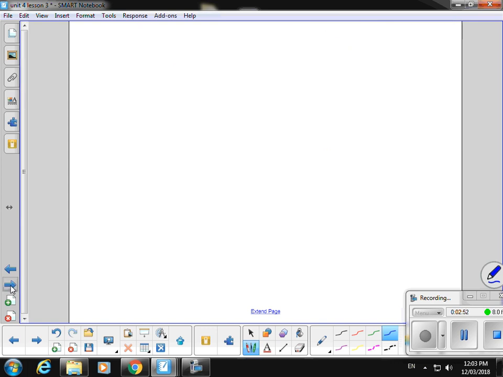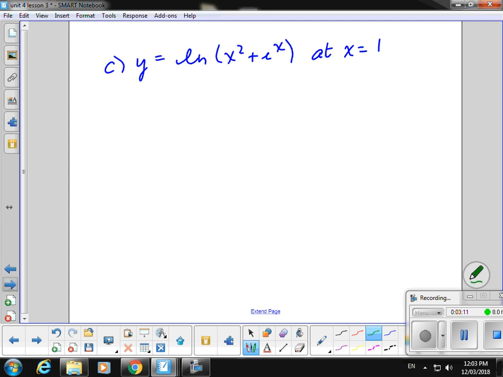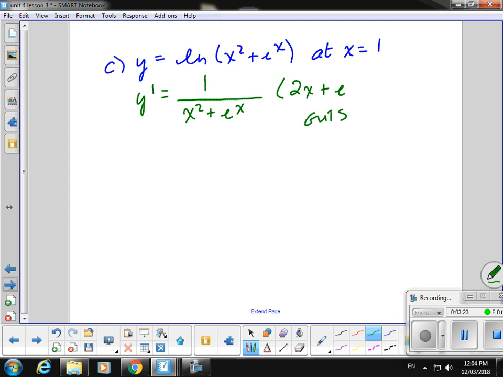For our third example, sorry I don't have it typed here, y equals ln of ugly. So I want the slope of the tangent at x equals 1, and I have a chain rule. I have ln of a function. So my derivative would be, the derivative of ln is 1 over, and then don't forget the guts. My guts would be 2x plus e to the x, which is a weird sentence, really.